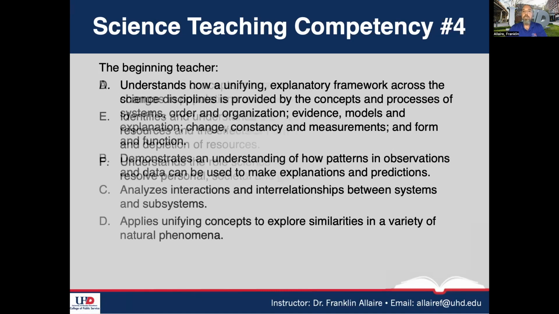The sub-competencies for Science Teaching Competency number 4 are: the beginning teacher understands how a unifying explanatory framework across science disciplines is provided by the concepts and processes of systems, order and organization, evidence, models and explanation, change, constancy and measurements, and form and function. Demonstrates an understanding of how patterns and observations and data can be used to make explanations and predictions, analyzes interactions and interrelationships between systems and subsystems, applies unifying concepts to explore similarities in a variety of natural phenomena.